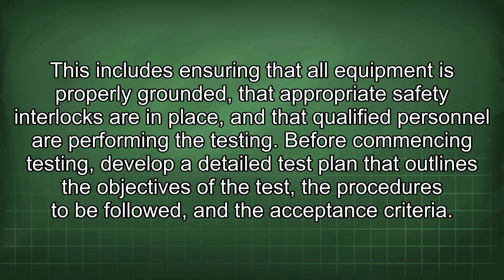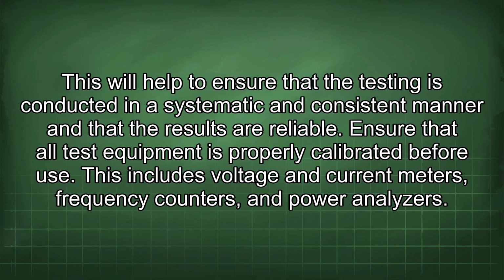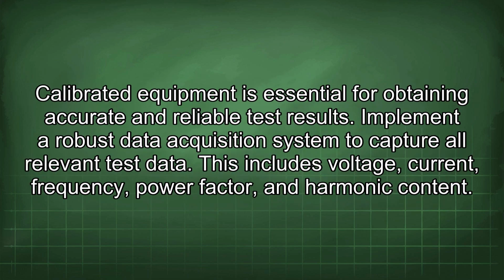Before commencing testing, develop a detailed test plan that outlines the objectives of the test, the procedures to be followed, and the acceptance criteria. This will help to ensure that the testing is conducted in a systematic and consistent manner and that the results are reliable. Ensure that all test equipment is properly calibrated before use. This includes voltage and current meters, frequency counters, and power analyzers. Calibrated equipment is essential for obtaining accurate and reliable test results.